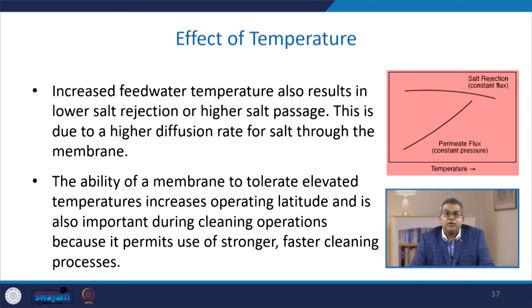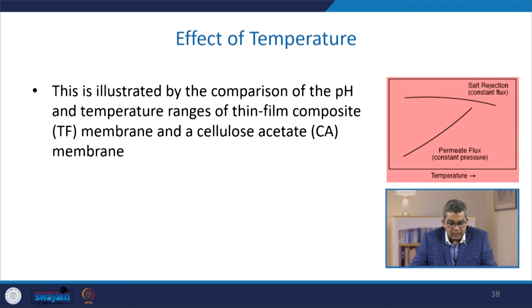The ability of a membrane to tolerate elevated temperatures increases operating latitude and is also important during cleaning operations because it permits use of a stronger, faster cleaning process. Now, you can illustrate this by the comparison of the pH and temperature ranges of thin film composite and cellulose acetate membranes. Let us discuss the effect of recovery.